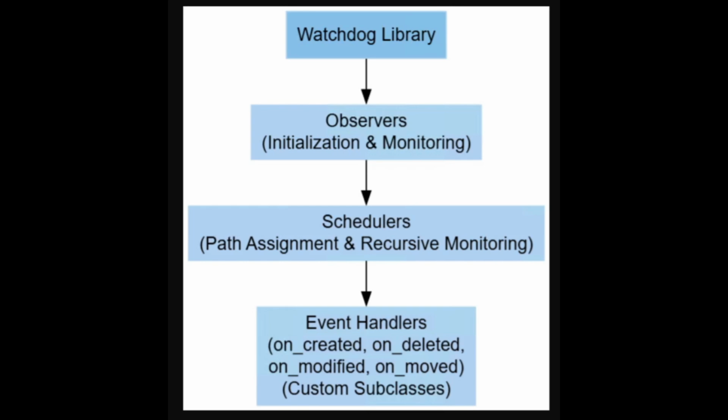So we have the Watchdog library. We initially set up observers, which are responsible for the initialization and monitoring. Then we set up schedulers, where we define the path, which can be a directory or a file, and recursive monitoring or not, in case it is directories and subdirectories. So observers, schedulers, and then the events are handled by event handlers, which can be the onCreated, onDeleted, onModified, or onMoved. And normally, we manage those events through custom subclasses.